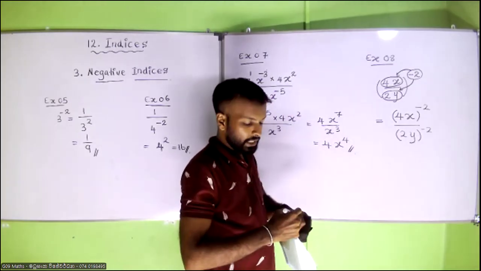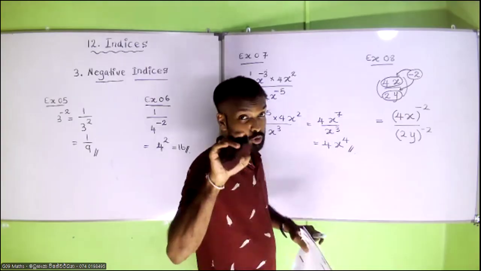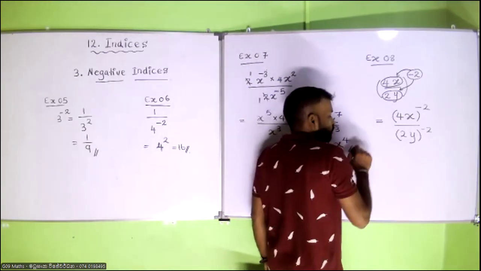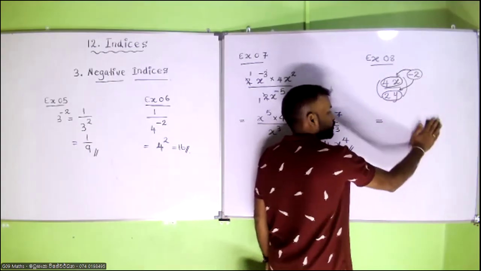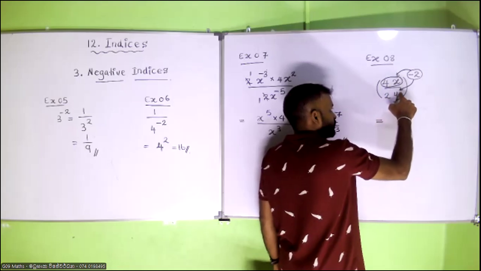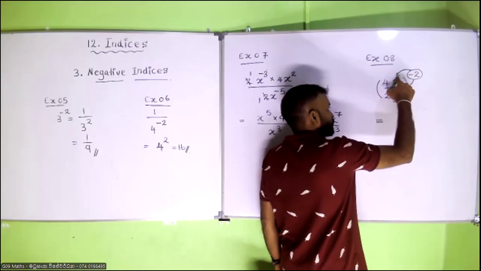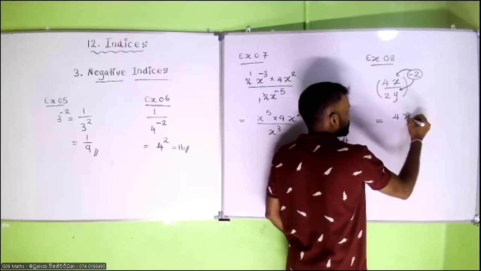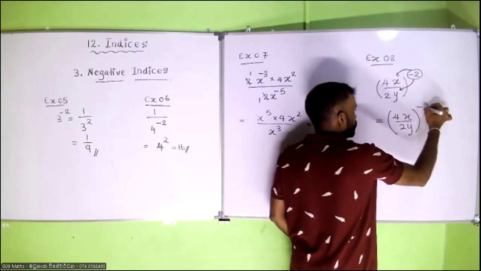You didn't see something, right? That's the case. So you need to see that. 4 and 2, you can simplify furthermore. So it would be better if you can simplify it here. So I am going to undo this. I will simplify here, 4x divided by 2y whole thing to the power minus 2.